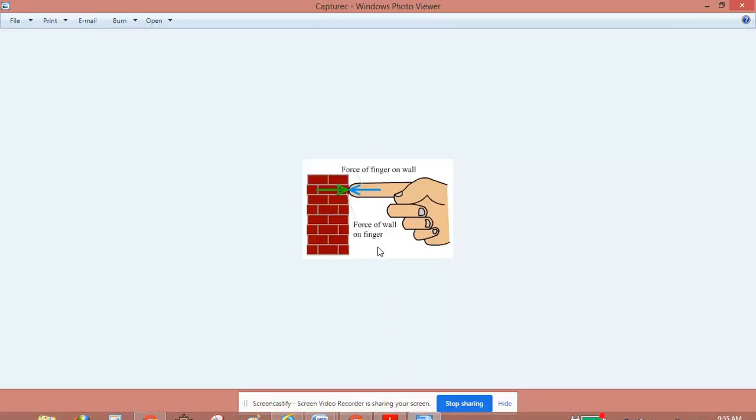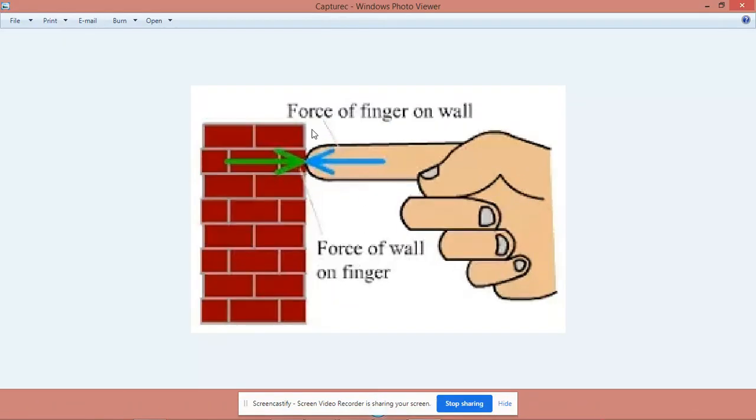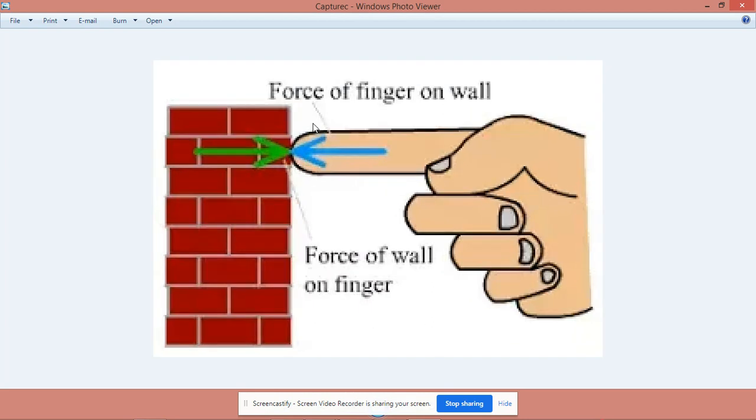Okay, first I'll show you this picture. Have you wondered why you would feel the force of the wall on your finger? When you press your finger on the wall, you will feel the same force, the same magnitude of the force, opposing you. As you increase the force on the wall, you feel an increase of the opposite force on your finger.